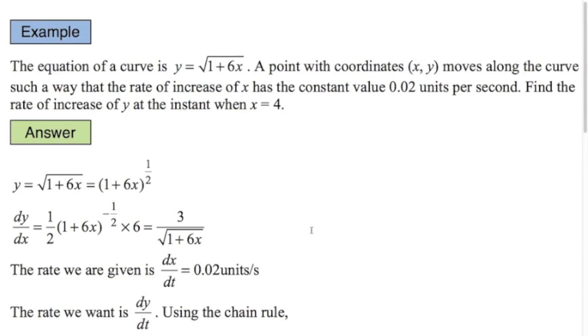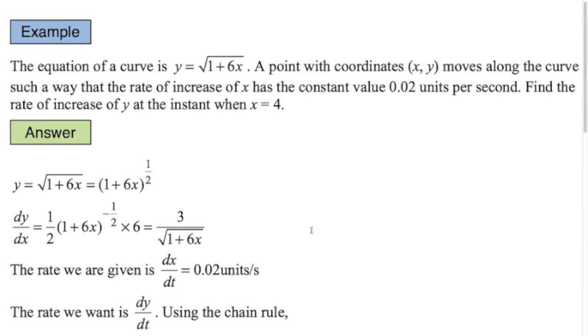Okay, this problem's a little bit different. I'd never seen one like this until I saw one similar to this in the exam. We've got the equation of a curve and a point moving along the curve in such a way that the rate of increase of x has a constant value 0.02 units per second. Find the rate of increase of y at the instant when x equals 4.